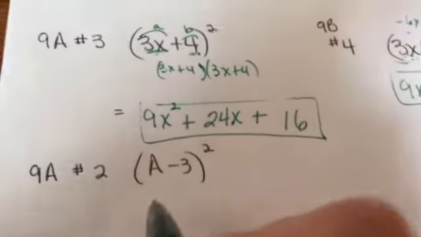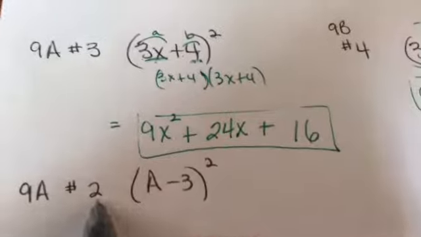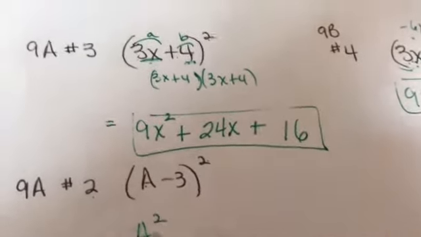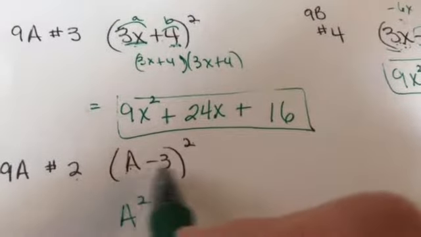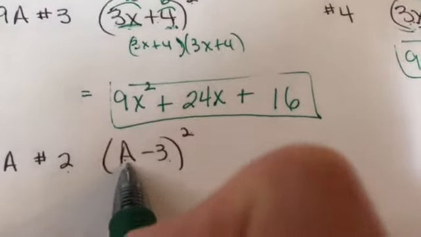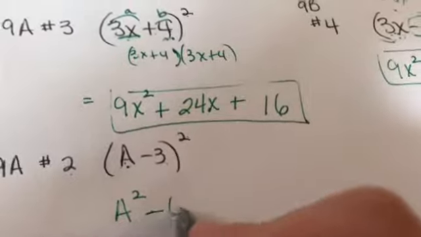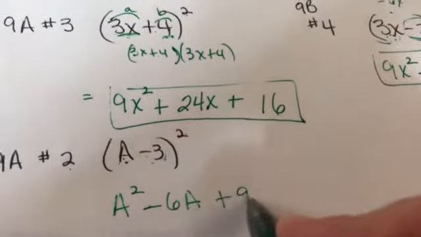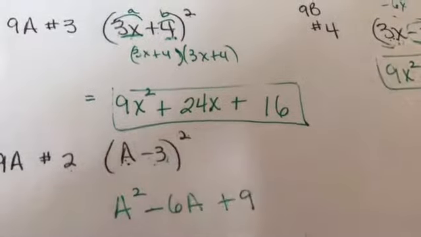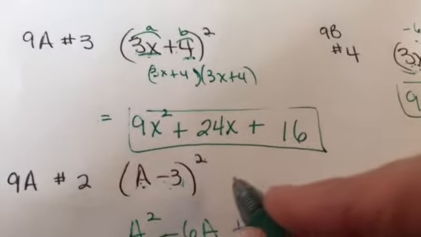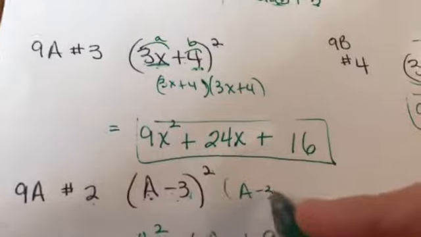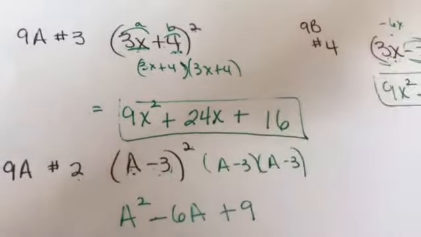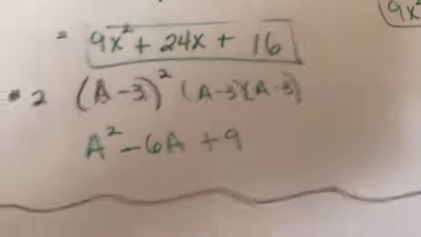I should have probably done this one first, but this is from 9a, number 2, I think. Remember, it says take the first term and square it, so it would be a squared. Multiply these two together, which would be negative 3a, but then double it, so it'd be negative 6a. And a negative 3 times a negative 3 is a positive 9. So that right there would be how you square a binomial. And again, you can say the same thing as a minus 3 times a minus 3. I have no problem with you doing that long-handed. Okay, and you're going to get the same answer.